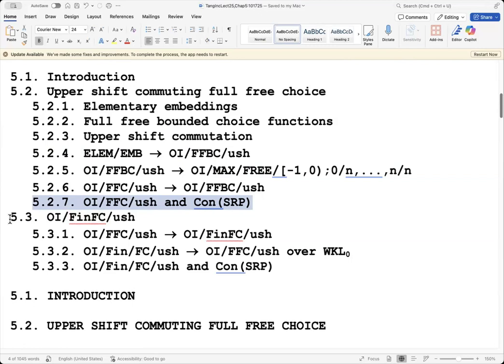All right. Now we want to give the finite form. This is all set up to make a delicious finite form. So 5.3 is the delicious finite form. It's called OI slash FinFC slash upper shift. FinFC means we're talking about a finite free choice function.